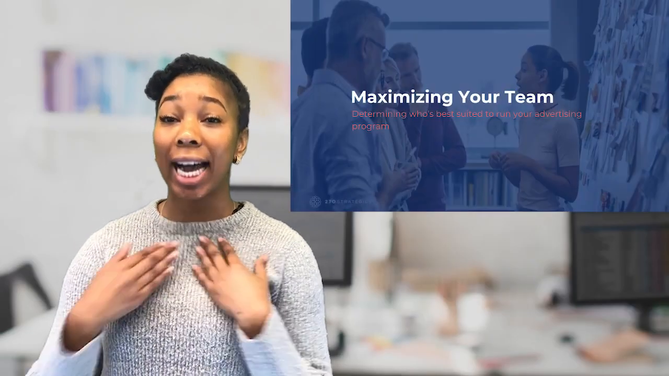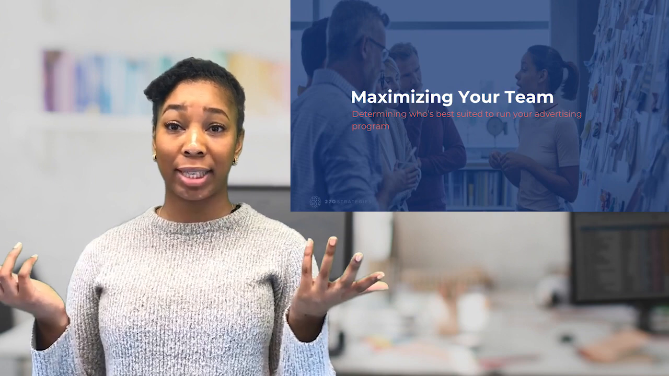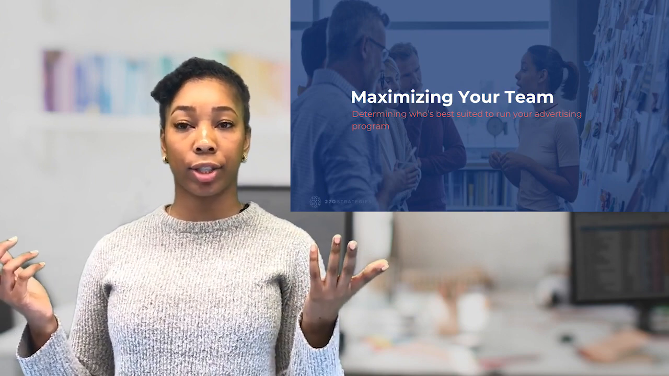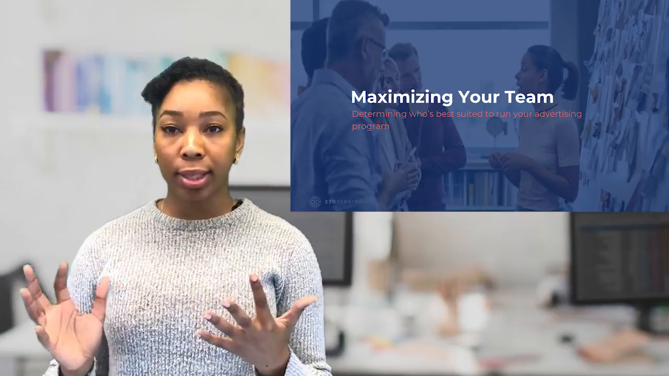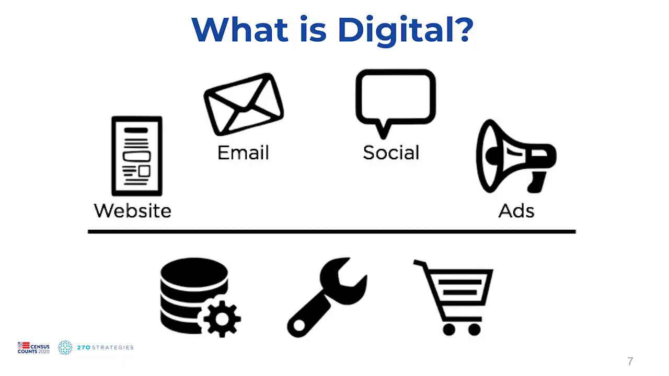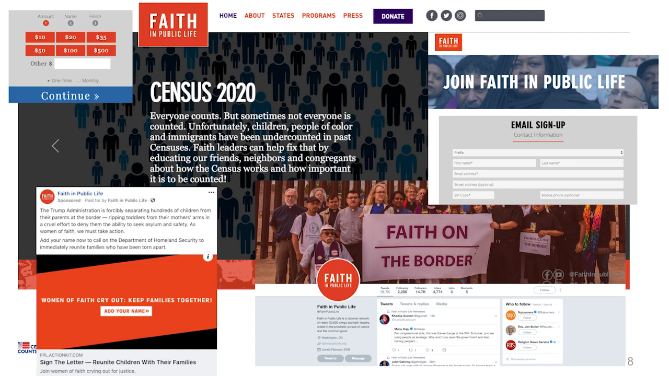One of the biggest questions I get when it comes to digital advertising is, what should my team look like? Who's best equipped to run a digital advertising program? Keep in mind, digital ads should build off of your existing structure. A great digital advertising program factors in your website, email outreach, and social media program. Viewers should seamlessly flow through these assets with ease. Here's an example of Faith in Public Life's digital assets. They've made it easy for users to take their actions, and their branding and messaging is consistent on their donation forms, website homepage, sign-up pages, and their Facebook and Twitter profiles.